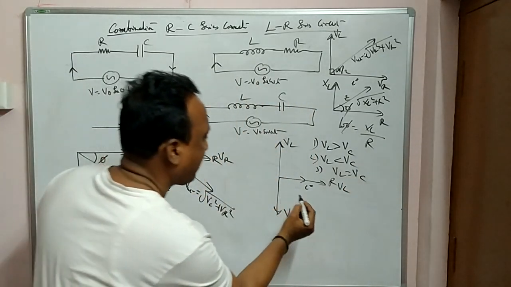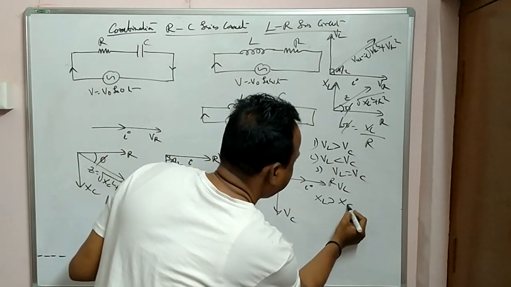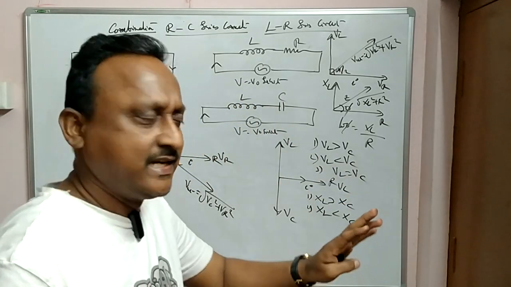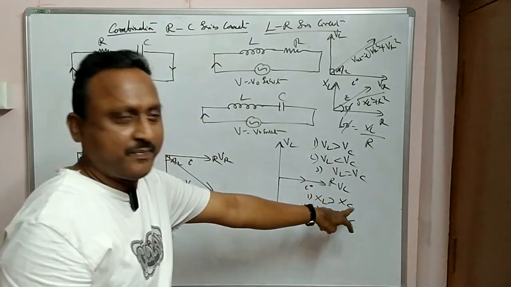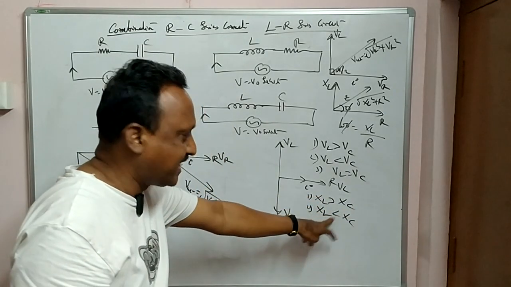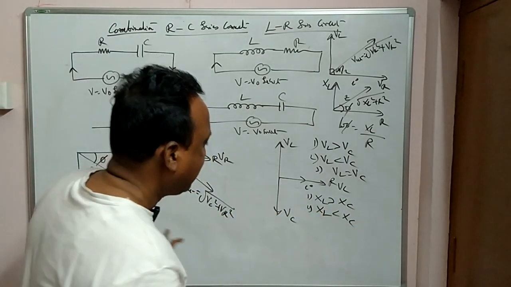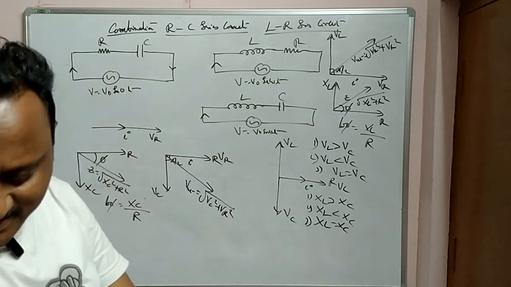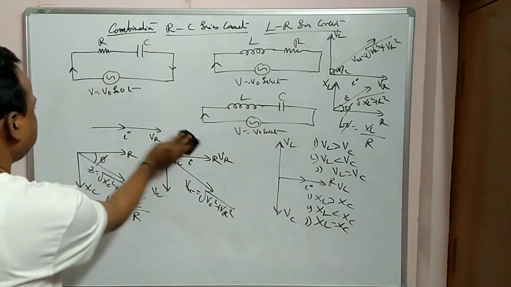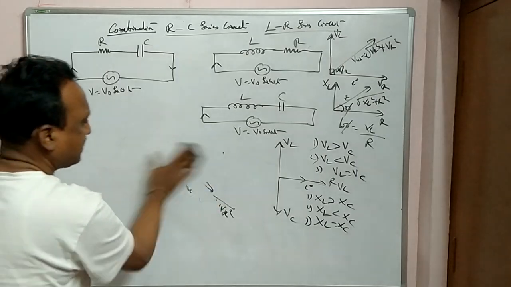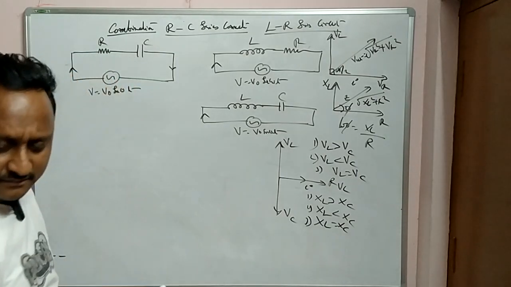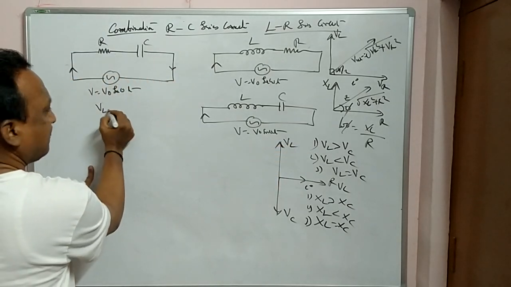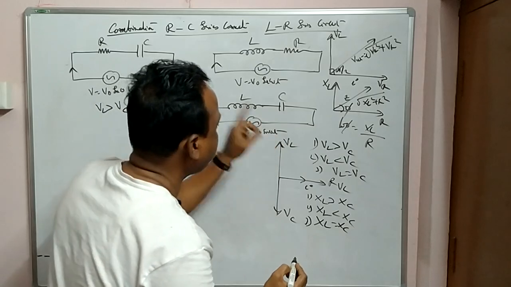In the same way, if XL is greater than XC, that is, inductive reactance is greater than capacitive reactance; if XL is less than XC, inductive reactance is less than capacitive reactance; and the last case, if XL is equal to XC. We will study all these combinations here. Clear? Right. Let us look at the first case. If VL is greater than VC, then the resultant will be in that direction.